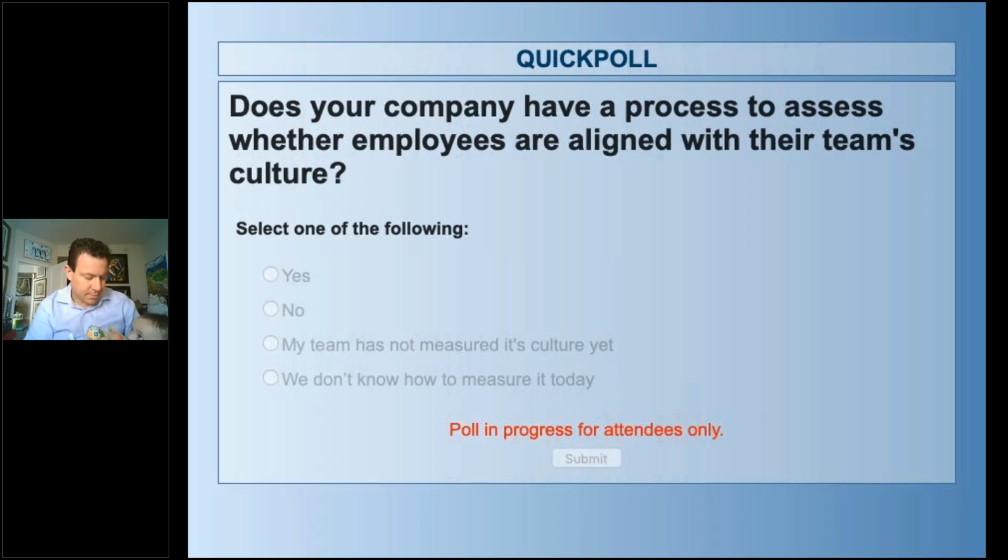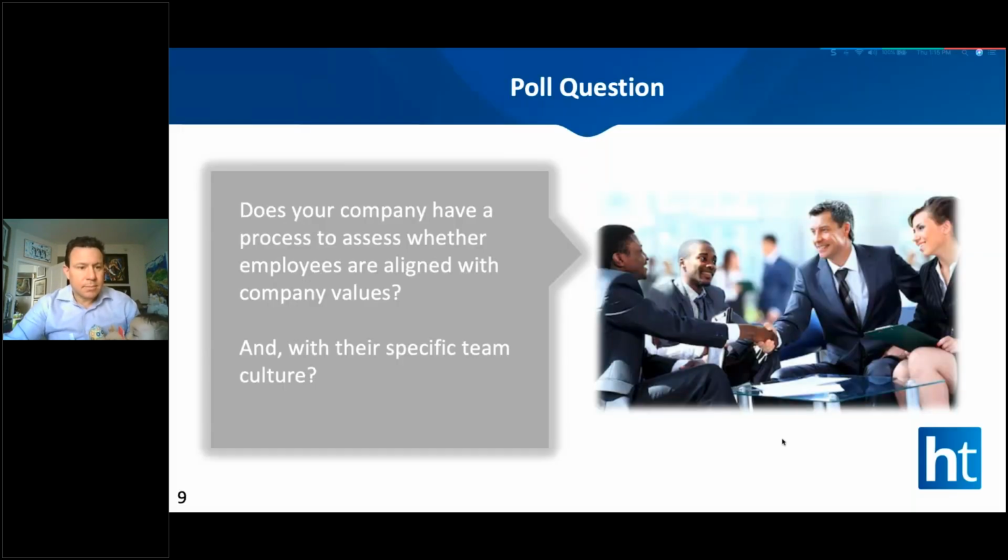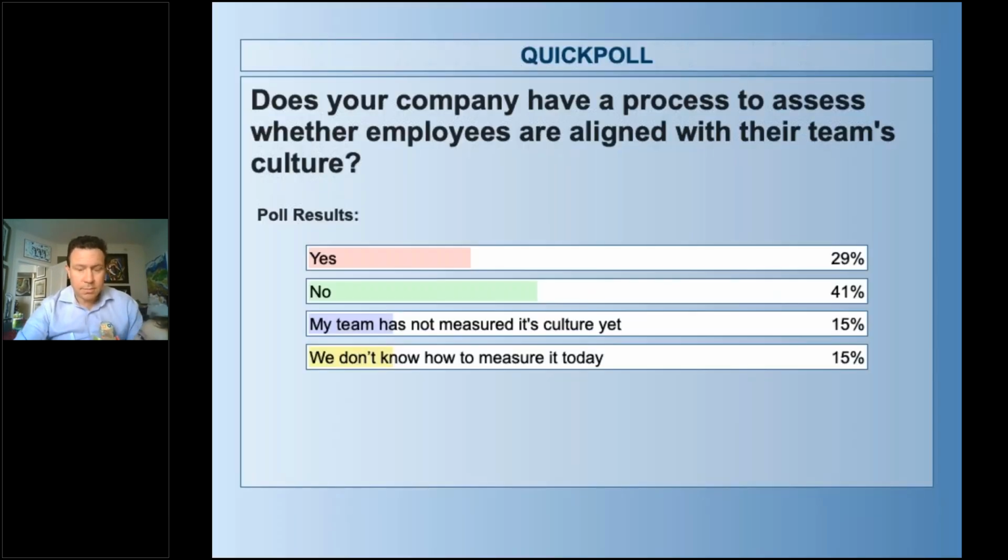Okay, I'm going to go ahead and close it. So 29% of you said yes, 41% said no, 15% said my team has not defined its culture yet, and 15% said we do not know how to measure it today. Juan, I'll kick it back to you. Great, yeah, so this shows that even fewer companies and fewer people at companies are getting this alignment and this understanding at the team level. And so again, that's what we're going to be talking about today. Next slide.